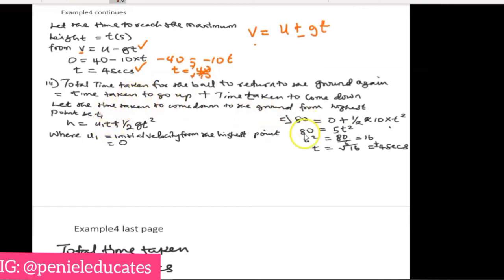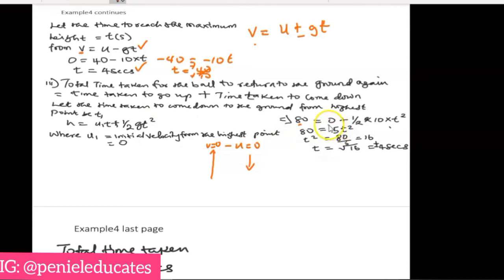Now at maximum height, we know that it reached 80 meters. And don't forget that the initial velocity from the highest point is 0. It has reached maximum height, the velocity is 0, and it rests for a while, which is the initial velocity of 0, before it now starts coming to the ground.